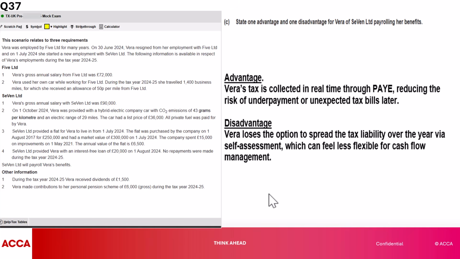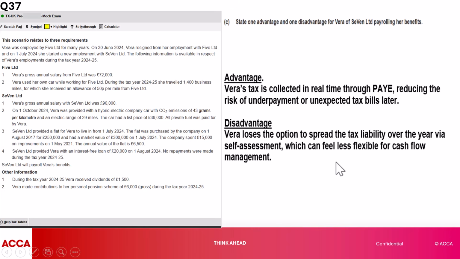So the benefit of that is that it's collected in real time through pay as you earn, which will reduce the risk of underpayment in the future because you can actually capture it immediately under your salary. When you're computing your pay as you earn, you're also able to consider both the salary and the benefits.